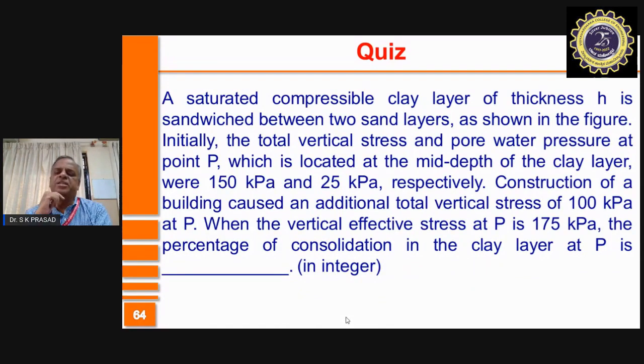Initially, the total vertical stress and pore water pressure at point P, which is located at the mid depth of the clay layer, were 150 kPa and 25 kPa respectively. Therefore, the total vertical stress is 150 kilonewton per meter square. Pore water pressure is 25 kilonewton per meter squared. Construction of the building caused an additional total vertical stress of 100 kPa, 100 kilonewton per meter squared at P. Now, when the vertical stress reaches 175 kPa, what happens to consolidation in the clay layer? So this is what you need to calculate.